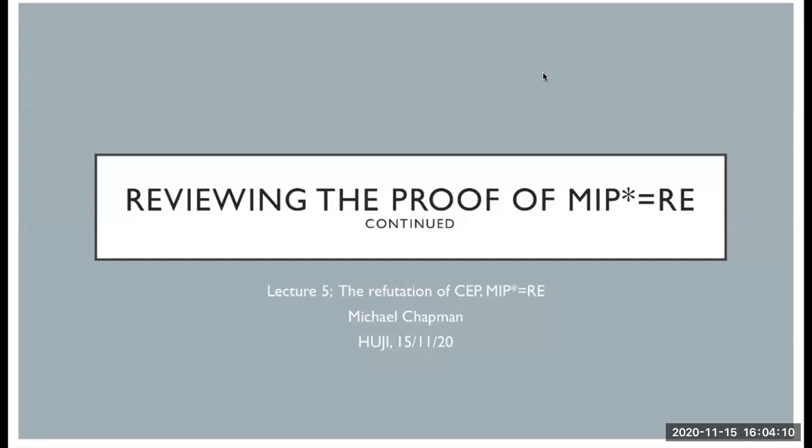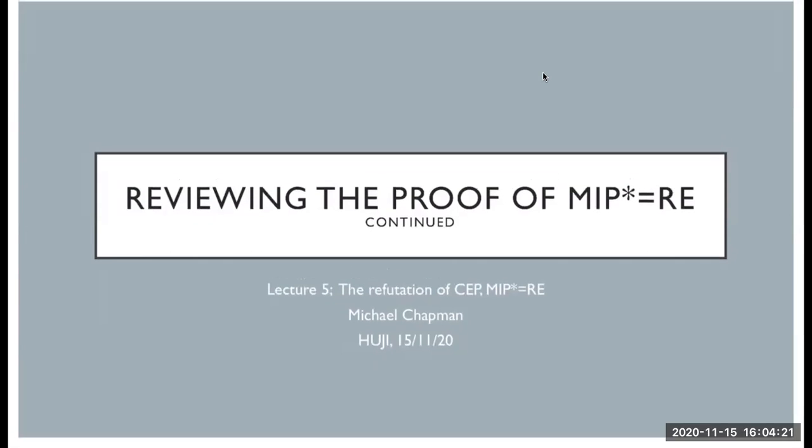Okay, great. So today we proceed our discussion from last time. We only started talking about the proof of MIP star is equal to RE, and I want to remind you again what the discussion was about, and at least modulo the compression theorem, how do we finish the proof? If we know this theorem, how do we deduce that MIP star is equal to RE? And then we will start reviewing the ingredients of this compression theorem.